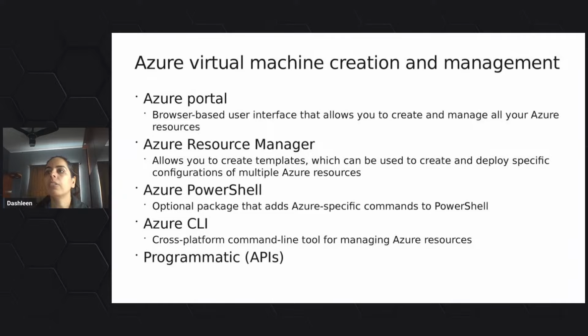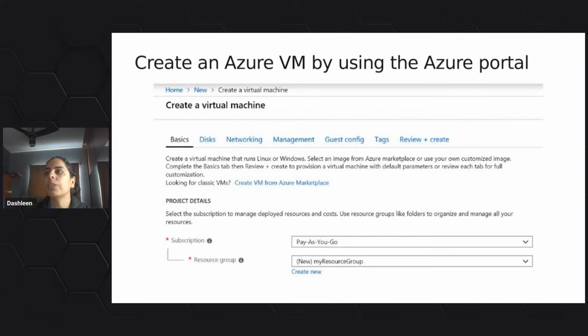Now, there are a number of ways we can go ahead with the Azure virtual machine creation and management. We can use Azure portal. Let's say you want to provision 50 to 100 virtual machines in one go. You can use Azure Resource Manager or PowerShell scripts. You can also use CLI, or you can also write your own APIs. The graphic user interface is available on Azure portal. It looks like this, and we can go ahead and create the virtual machines from the portal.